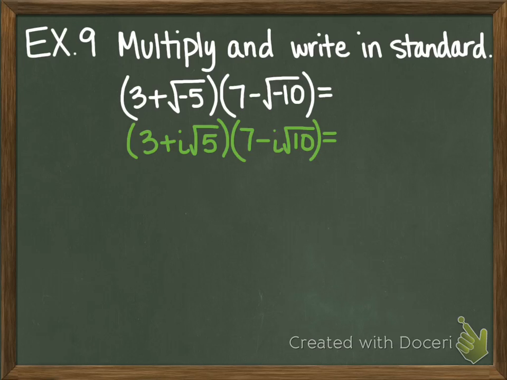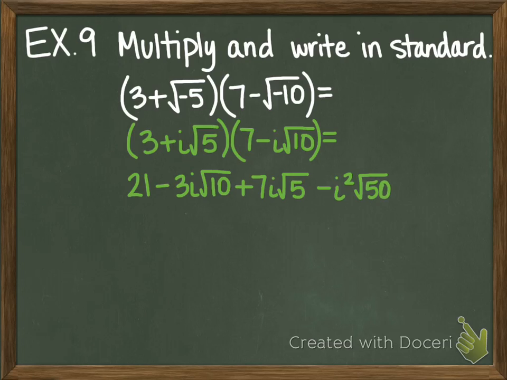Now we will FOIL these two together. So first, 3 times 7 is 21. Outside, 3 times negative i square root 10 will be negative 3i square root 10. Inside, i square root 5 times 7 will be 7i square root 5. And last, i square root 5 times negative i square root 10 will be negative i squared square root 50.